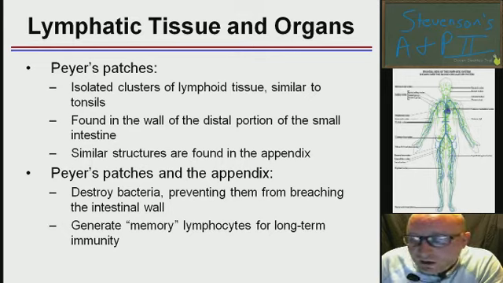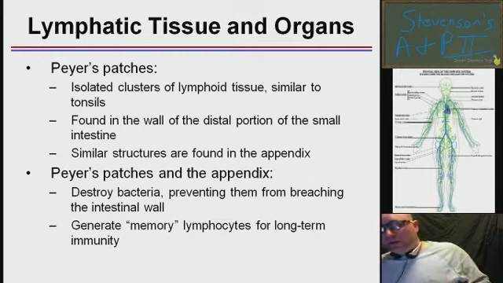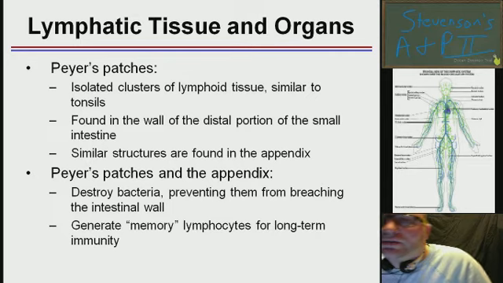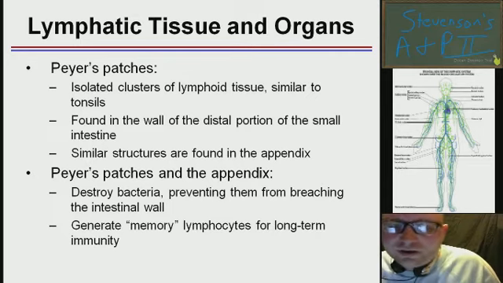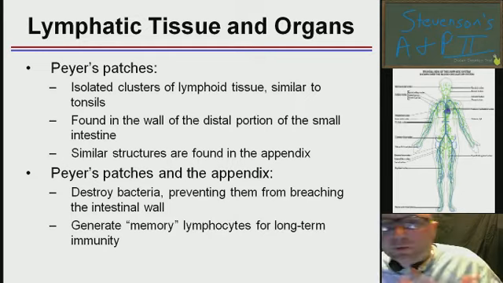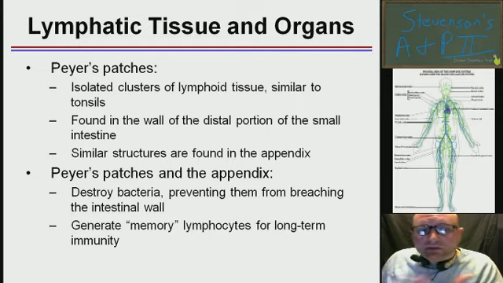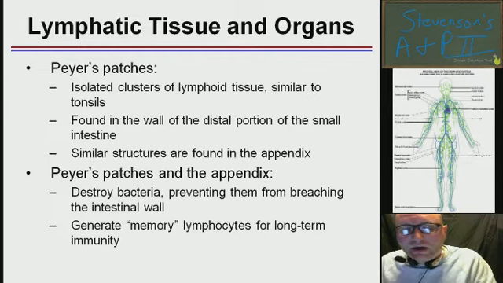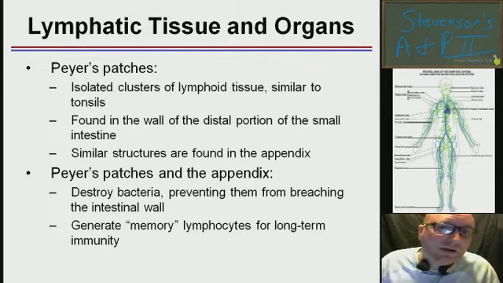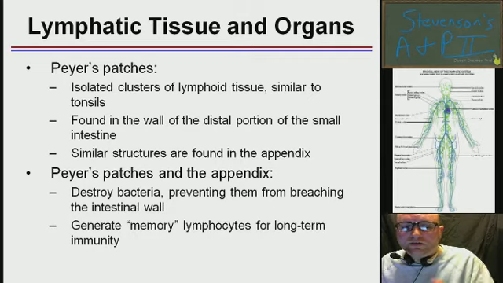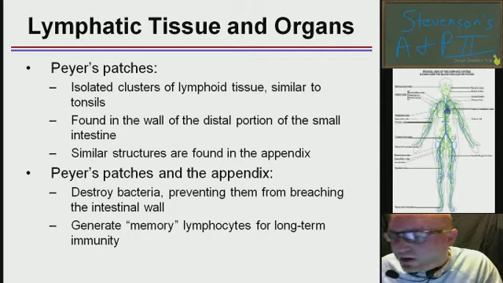Peyer's patches and the appendix destroy bacteria and prevent them from breaching the intestinal wall. So the Peyer's patches play a role in keeping your digestive health and your overall health intact by helping defend against bacteria. And they also generate memory lymphocytes for long-term immunity. So now we're finally starting to get to a little bit of memory for invaders coming into the body, first associating it here with memory lymphocytes that are found in the Peyer's patches.